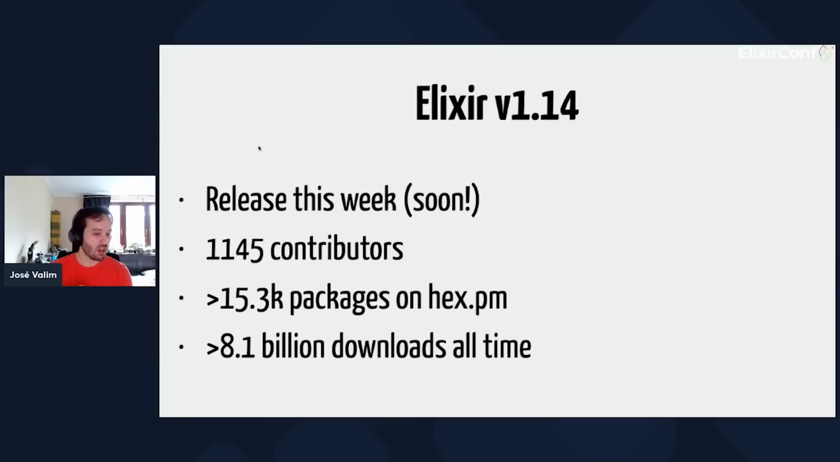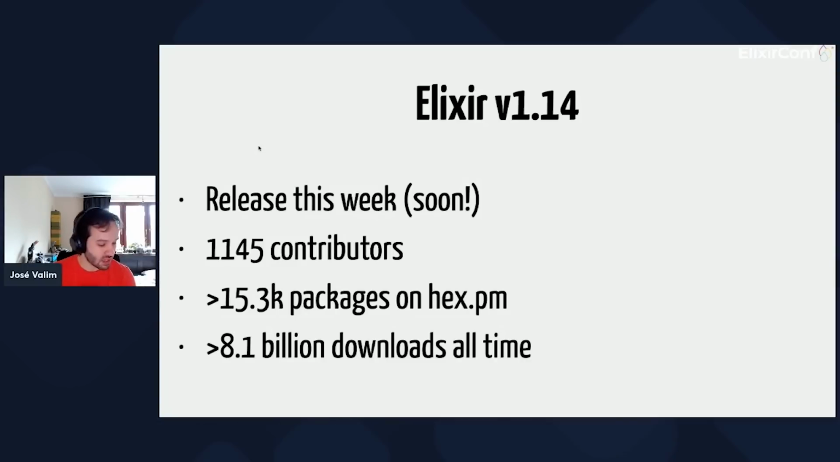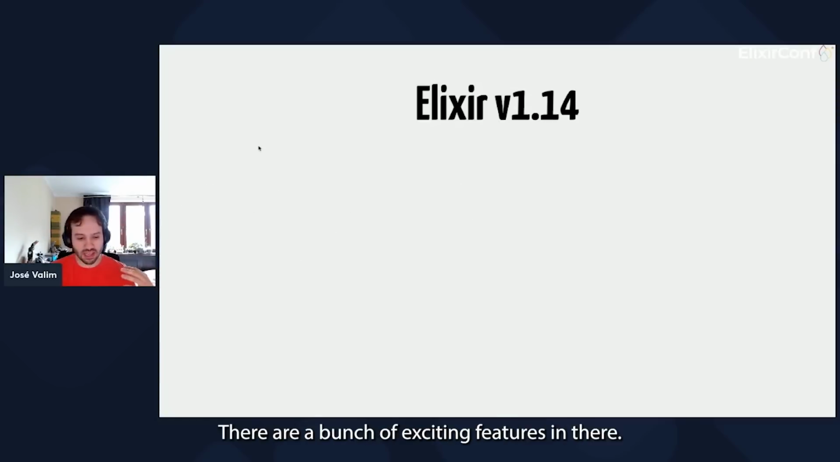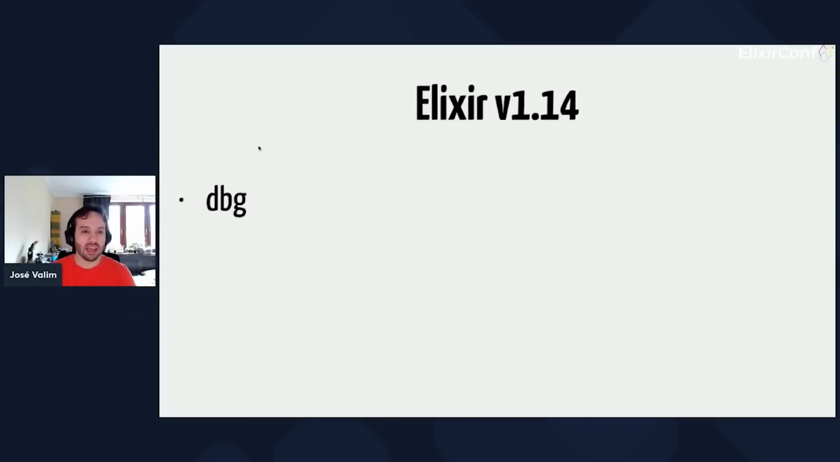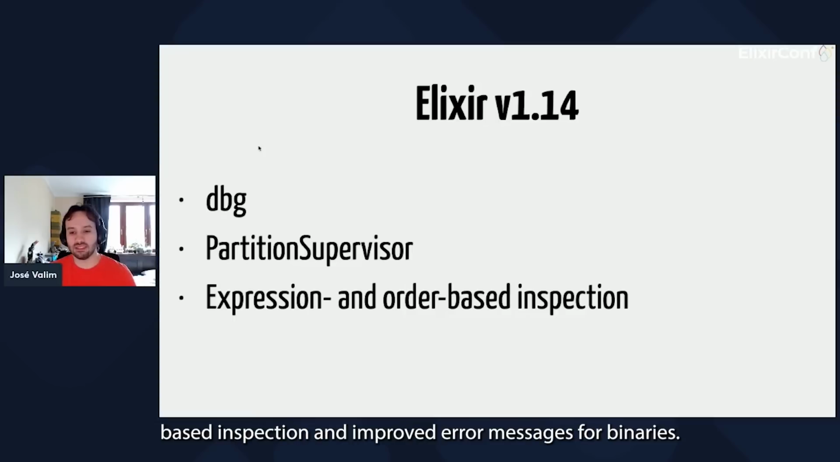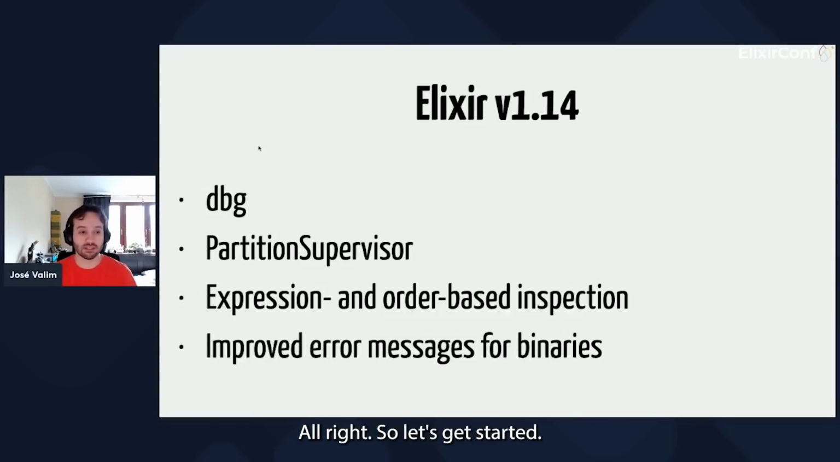We are about 1,145 contributors, more than 50K packages on Hex, which have been downloaded more than 8 billion times. So this is pretty exciting. And when we talk about Elixir 1.14, as usual, we have a changelog. There are a bunch of exciting features in there, but for the presentation, I want to highlight the ones that I am most excited about. Today we're going to talk about dbg, Partition Supervisor, expression and order-based inspection, and improved error messages for binaries. All right, so let's get started.